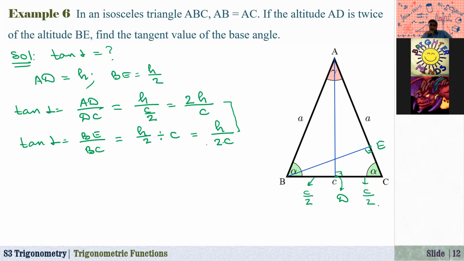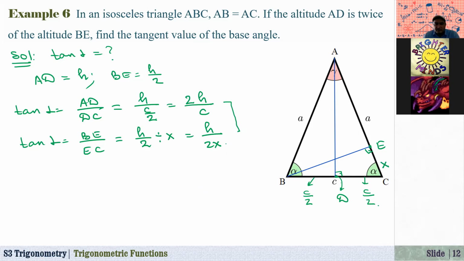Did I make a mistake here? BE is H over 2. No. BE, it is H over 2 divided by BC. No, EC, right? Adjacent side, EC. What is EC? Suppose that EC is equal to X. Okay, so let's say this X, so that's equal to H over 2X. So now from here, if I know X, we can find tangent of alpha, right?